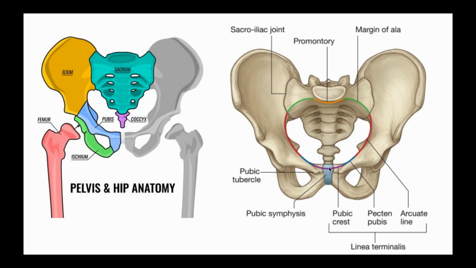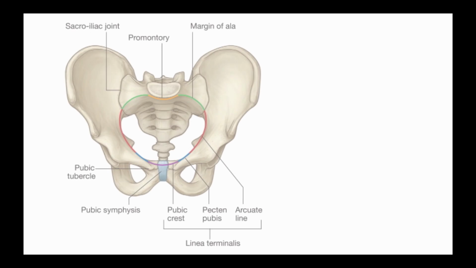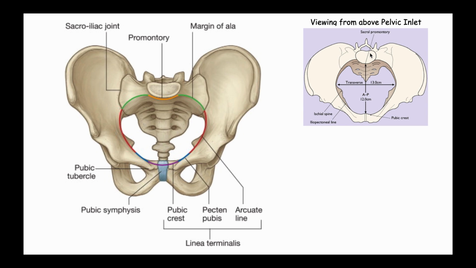Now, the pelvic inlet is formed by the brim, and we are going to look at some diameters of the pelvis. So over here, this is the pelvis again, but let's look at the diameters of the pelvic inlet. When we view the pelvic inlet from above, this is what we see. The transverse diameter is 13 centimeters. That is from this side to this side of the pelvis. It's called the transverse diameter, and it is 13 centimeters as compared to the anterior posterior diameter, which is 12 centimeters.